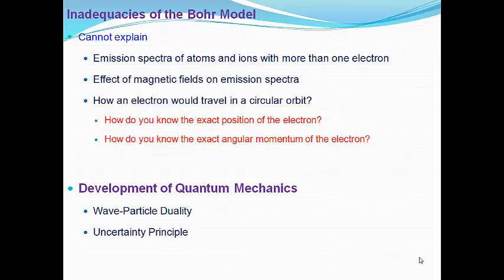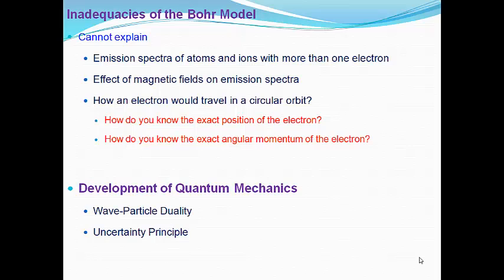show any experimental evidence of why or how an electron can travel in a circular orbit of a specific distance around the nucleus. And so the questions that arise from that inadequacy, from that uncertainty, are: how does one know the exact position of the electron, and how does one know the exact angular momentum of the electron according to Bohr's model?